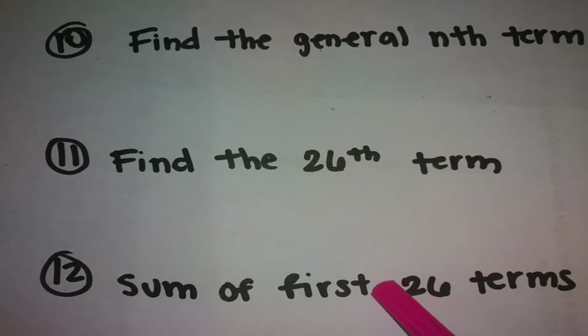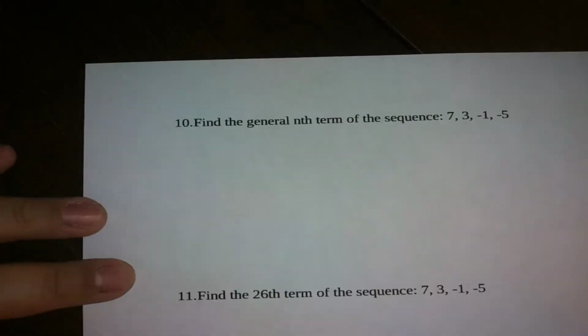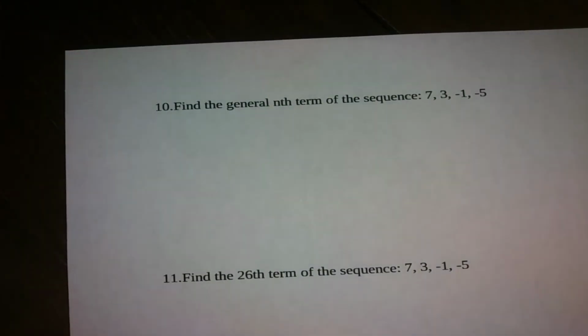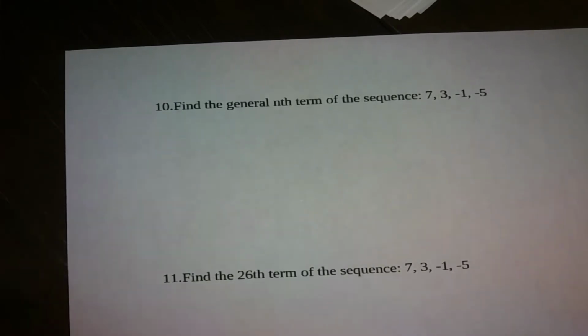And in order to find number 12, you have to have number 11 right, because if you don't, it'll just throw everything off. But after you watch this, hopefully you won't have a problem with these anymore. Okay, so the first part, it wants us to find the general nth term of this sequence.